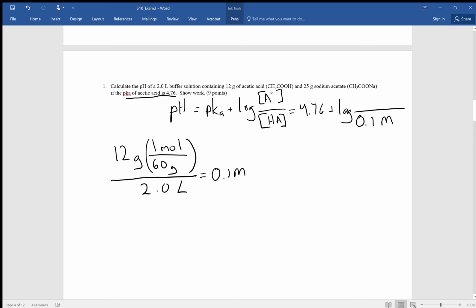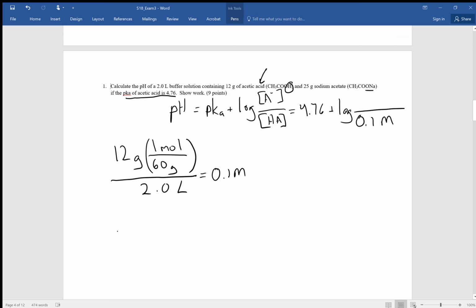Now we know that the acetic acid has to be the acid here, and the reason we know that is, first of all, we could guess that from its name. It has acid in the title, but also the fact that it has an extra hydrogen compared to sodium acetate.